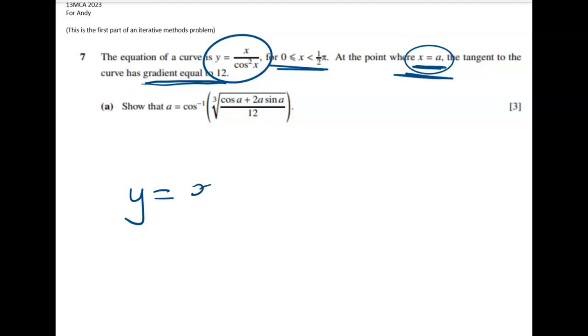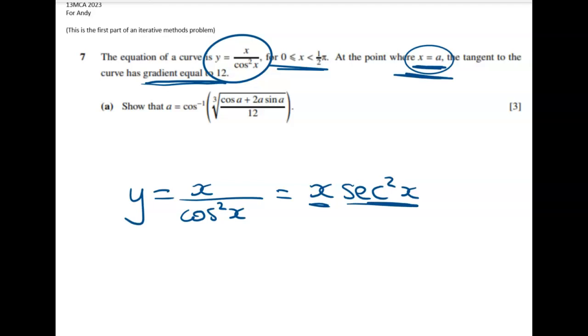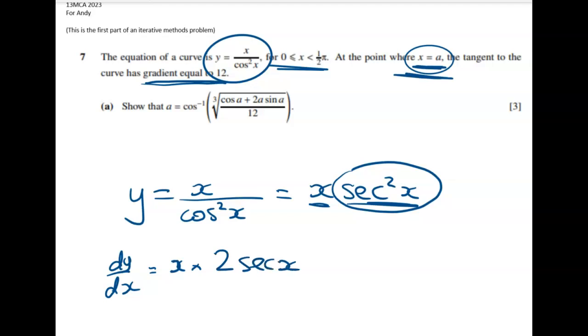Before we start, I think this question is far easier if you recognise straight away that y is equal to x times sec squared of x. Now we're going to have the product rule when we differentiate. So dy by dx is equal to x times the derivative of sec squared of x. By the chain rule, that will be 2 sec x times the derivative of the inside function, sec x, and the derivative of sec x is sec x tan x. That's the first part, and now we differentiate x and leave the other factor, so it's plus 1 times sec squared of x.